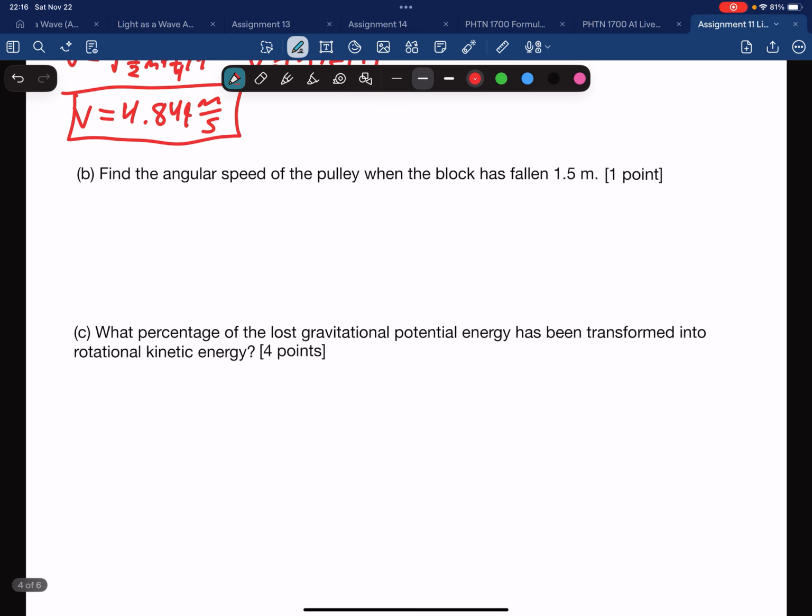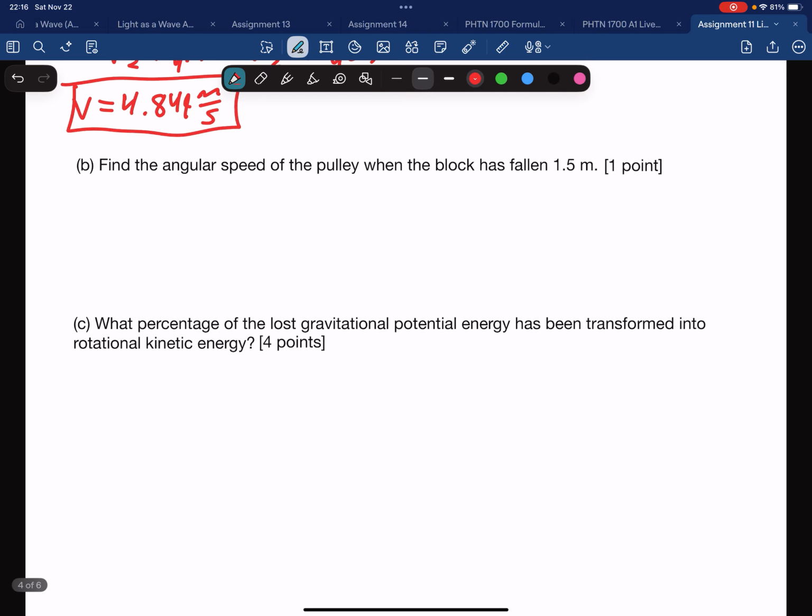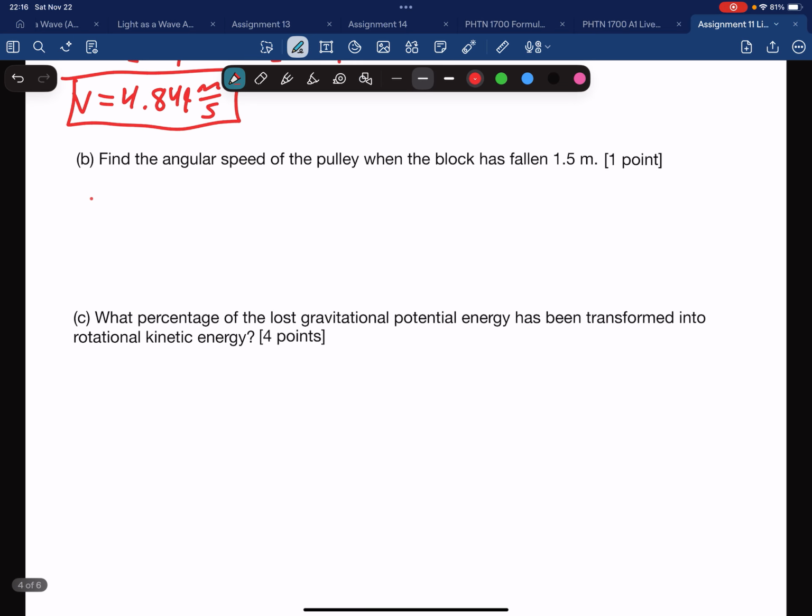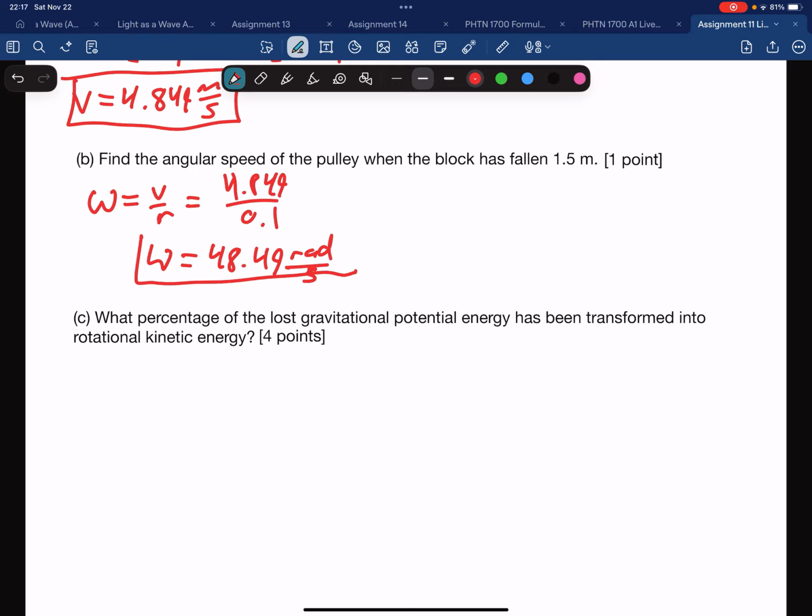B, find the angular speed of the pulley when the block has fallen 1.5 meters. So that is omega equals v over r. We're going to just take the value we just calculated and divide by the radius. And we get an omega of 48.49 radians per second. I didn't like that box. It cut off too much of the answer.